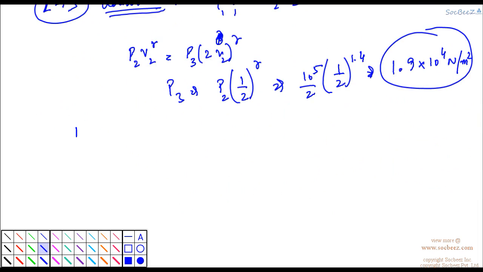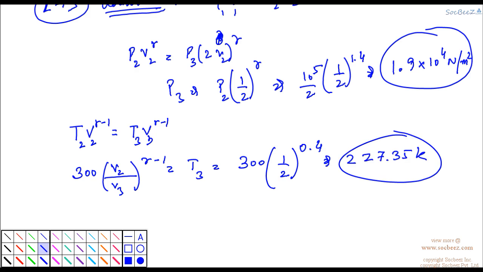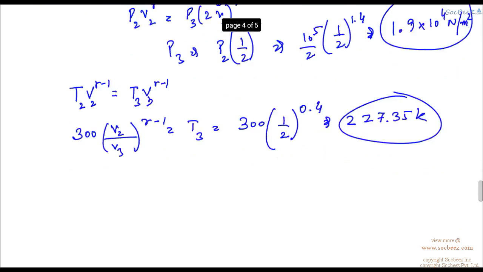We are also required to find the temperature at the final location. So we can write the equation relating temperature and volume: T2 V2 raised to power gamma minus 1 equals T3 V3 raised to power gamma minus 1. T2 is the same temperature as the initial, that is 300. So V2 upon V3 raised to power gamma minus 1 times 300, as the volume has doubled, raised to power 0.4, gives us the temperature as 227.35 Kelvin. So this is the final temperature.